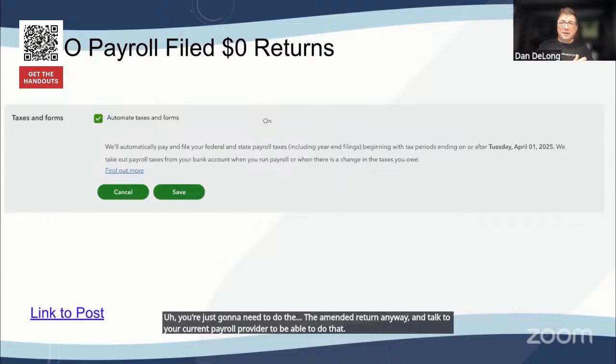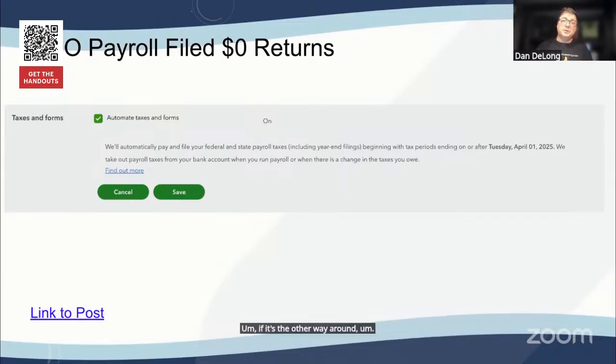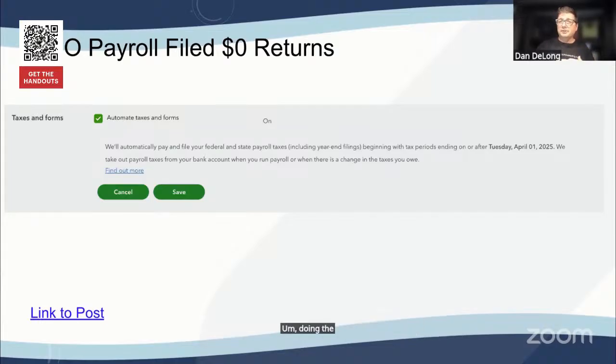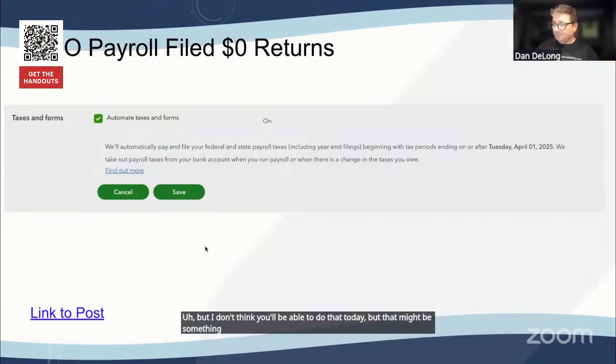If it's the other way around, I'm not sure how that would go, but I do believe doing the amended returns is something that Intuit in QuickBooks Payroll is working on. But I don't think you'll be able to do that today, but that might be something in the future.